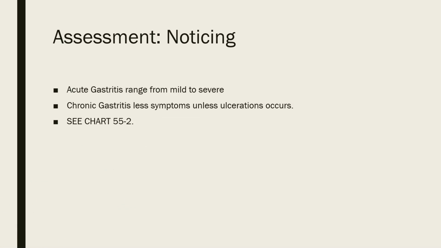Assessment and noticing. I want you to make sure you pay particular attention to chart 55-2, where it talks about the difference between acute and chronic gastritis. Acute is a rapid onset of epigastric pain and nausea and vomiting. They can have gastric hemorrhage. Chronic is usually more vague. Reports of epigastric pain. They'll have anorexia and nausea and vomiting. So make sure that you look at the key features in chart 55-2.